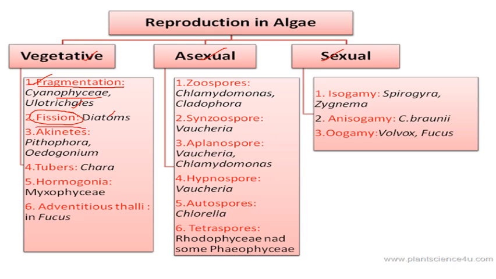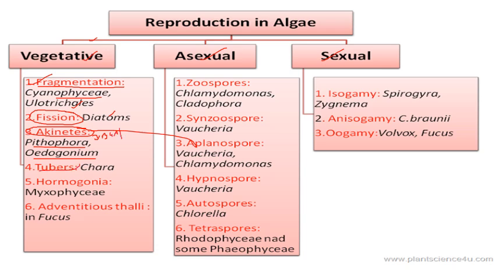Then we have akinetes. Again these akinetes come under the asexual mode of reproduction. Akinetes are thick-walled vegetative cells that store reserve food material, and they can give rise to new thalli of algae. Examples include Pithophora and Oedogonium. Mostly akinetes are formed in BGA and green algae.